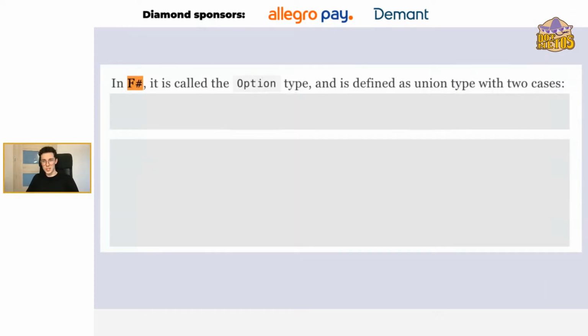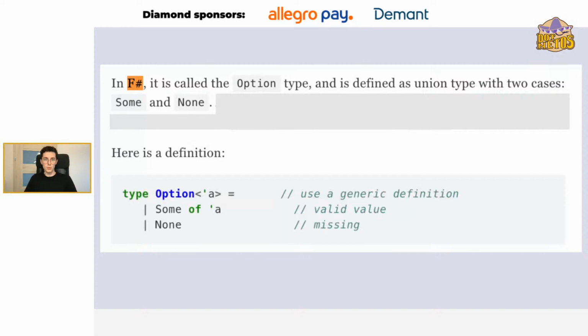In F#, there is a slightly different concept. There is an option type, which has a choice of two cases. One is Some, and the other is None. And if you go to the definition, we have a generic with a choice: there is a Some of a generic and None with nothing, basically.